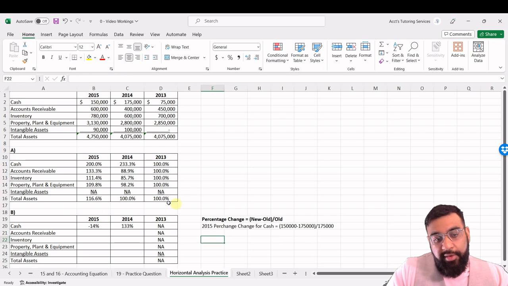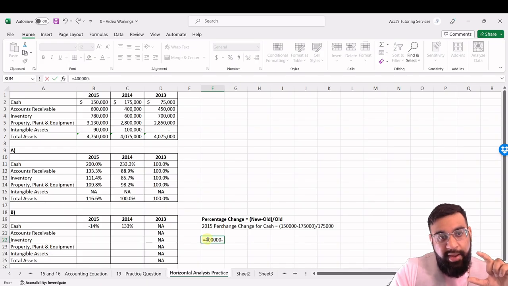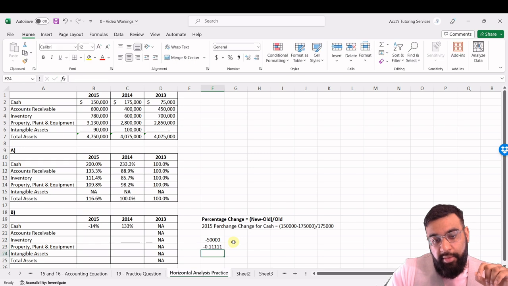So another way we could do this, I'll show you for accounts receivable. We're calculating it for 2014, the percentage change from 2013 to 2014. You could do it in a different way where you first take the first part of the formula, the 400,000 minus the 450,000, which gives us negative 50,000. Then you take the negative 50,000 and divide it by the old value, which is 450,000. So this over here is negative 0.11.